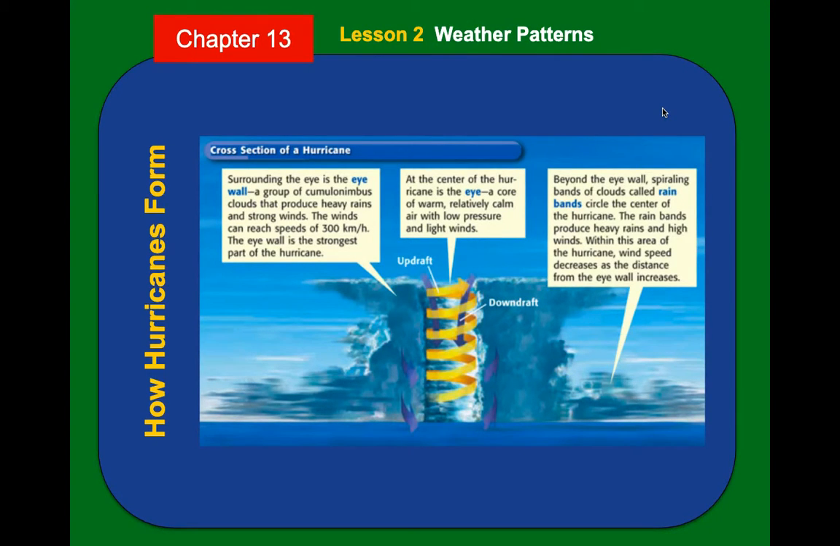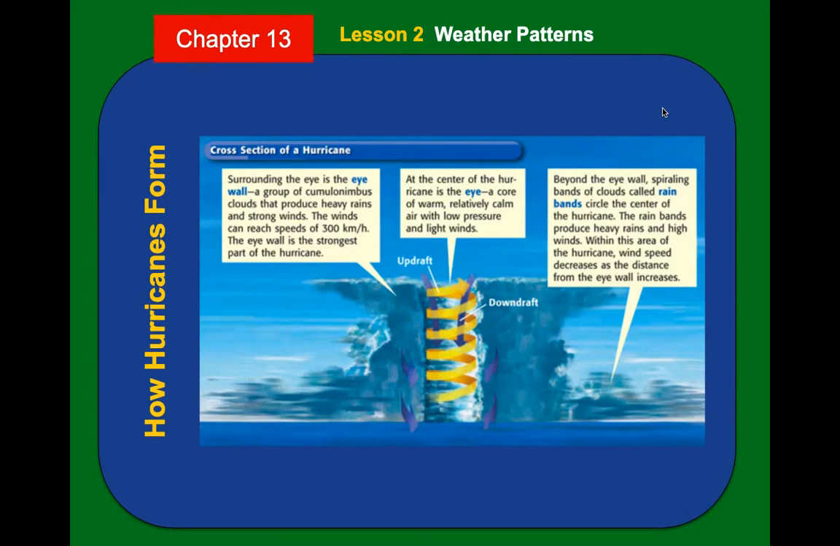So here's a diagram helping us understand this a little bit. It's a cross-section of a hurricane. We can see in the center of the hurricane, there is actually a little bit of a downdraft in the eye. It's an area of extremely low pressure.